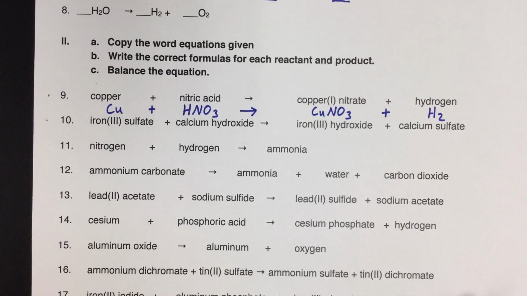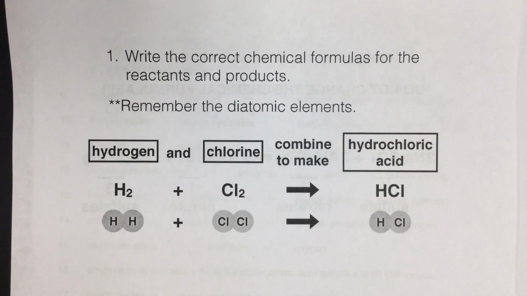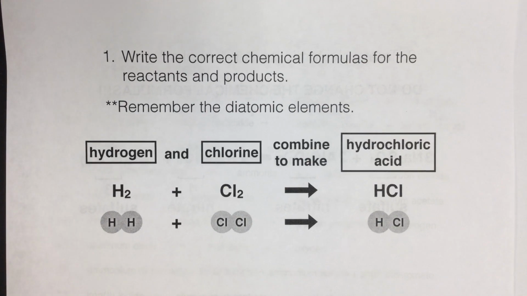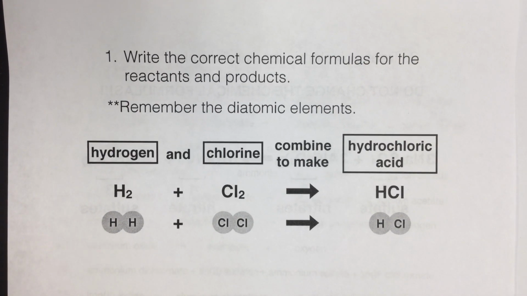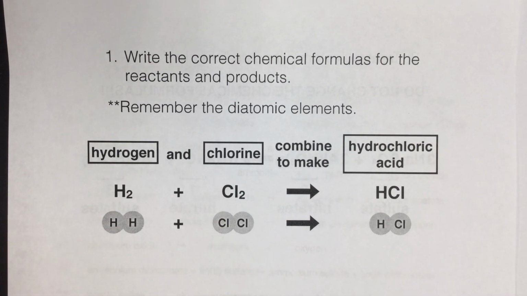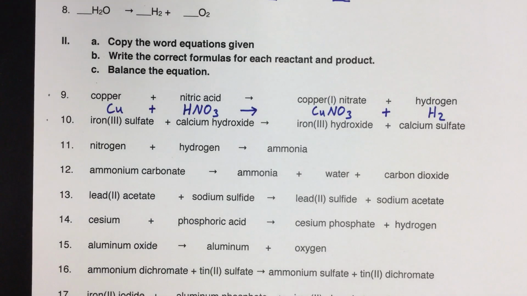So that's the first thing you need to do, is make sure you have the correct formulas for everything. That is the first hint in your notes, is to make sure your formulas are correct. If it doesn't balance, a lot of times the problem is that your formulas are not right. So this is a really good hint for you to get started on these types of questions. Okay. Now we need to balance it.